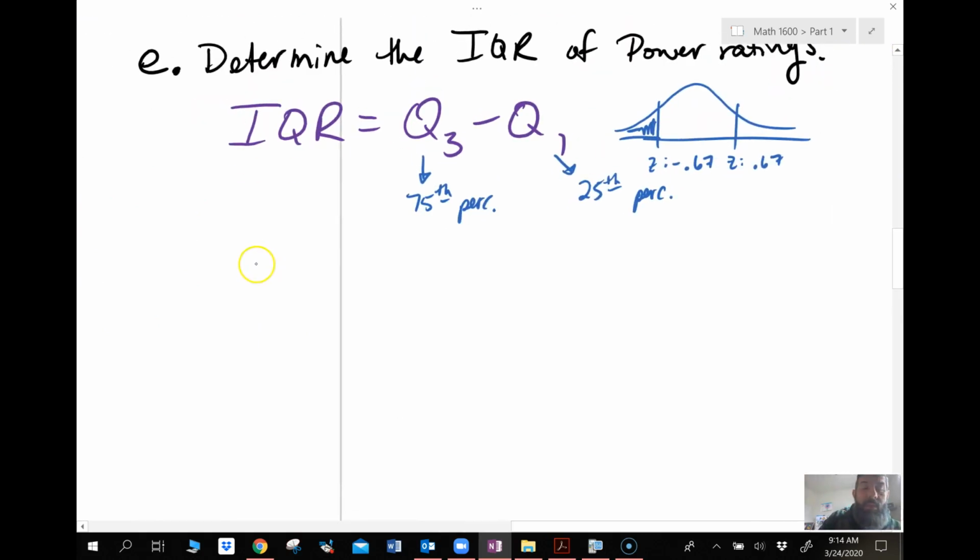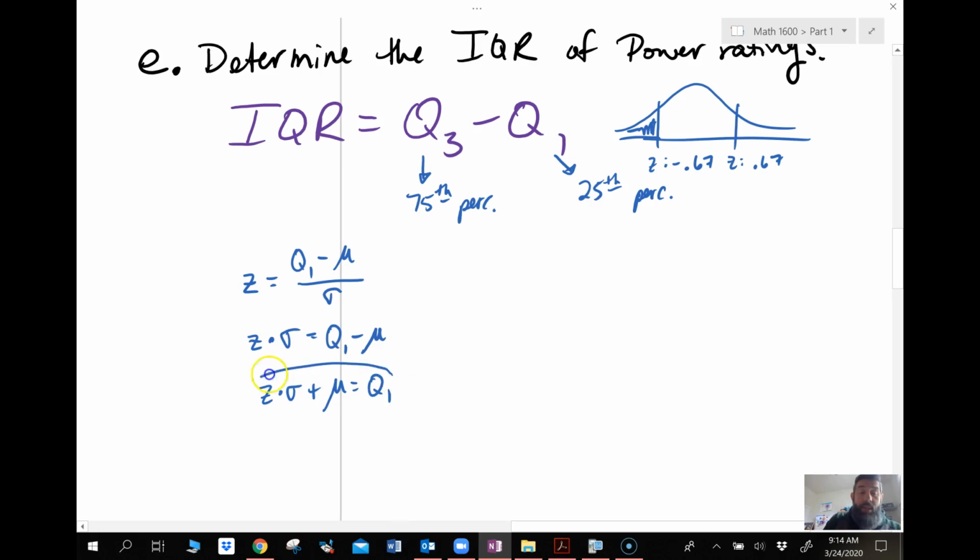Here's what I'm going to do. I'm going to use Q1 here. Remember that we had z equals Q1 minus mu over sigma. Now, some of you are like, where did you get Q1 from? Well, that's our x value. So instead of x, I just put Q1 because that's the value I'm looking for. I'm going to do some math to make it simpler. I'm going to multiply by sigma, and add mu over, plus mu equals Q1.